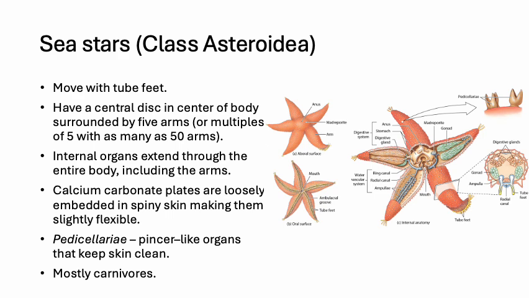Sea stars, or asteroids, are iconic echinoderms. They have a central disc with 5 or more arms, and their internal organs extend into those arms. Their tube feet allow them to move and pry open the shells of bivalves, making them effective predators.